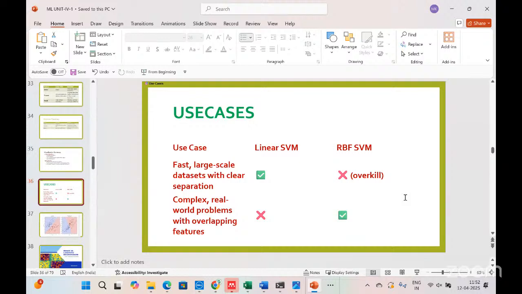Non-linear SVM is used for complex real world problems with overlapping features.